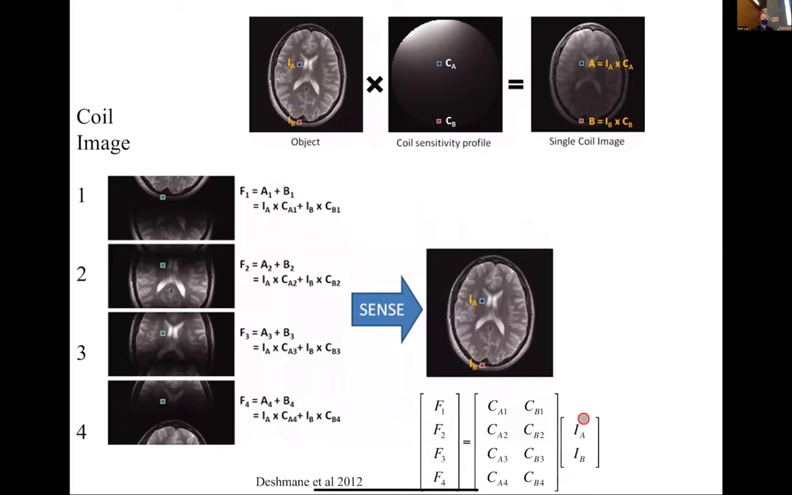And it turns out that's actually the case, and this is the idea behind SENSE. So this is SENSE recon. And this is from 1999. All right, so what is that, 23 years ago? Okay, so this was a big deal when it came out, okay? And it's still used clinically pretty much every day.